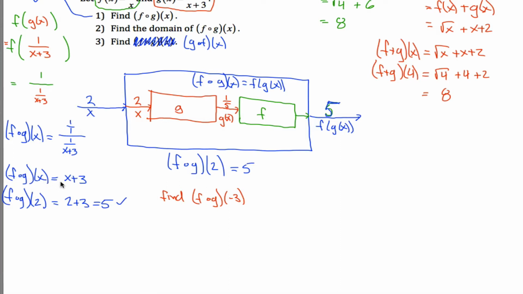Because I have f of g of x right here. And just like I figured out f of g of 2 by changing all the x's into 2's, you might think that you can figure out f of g of -3 by just changing all the x's into -3's. Find f of g of -3, period. You might think it's 0. It's not. It's not 0. It's actually undefined.